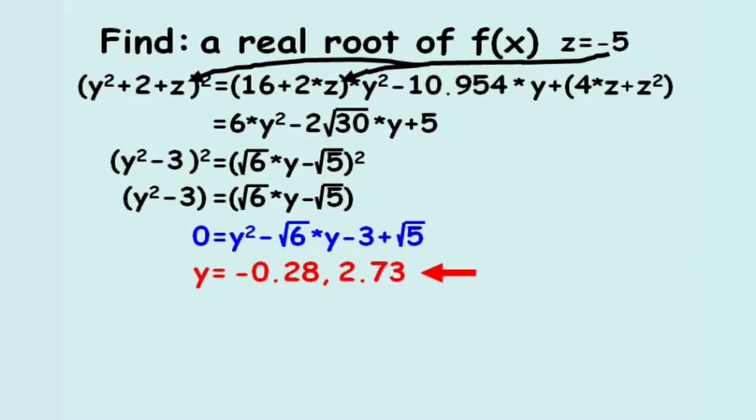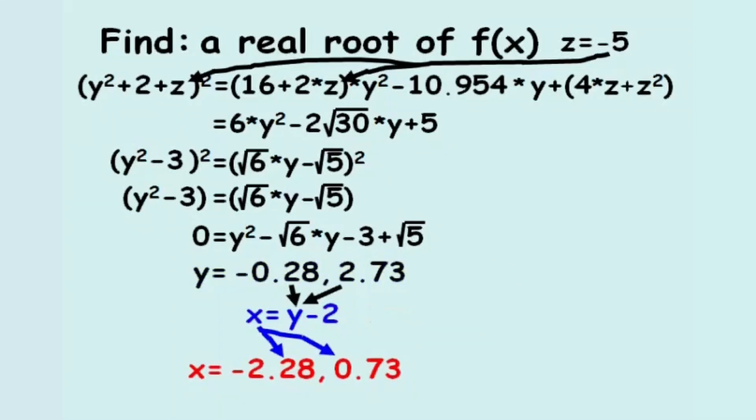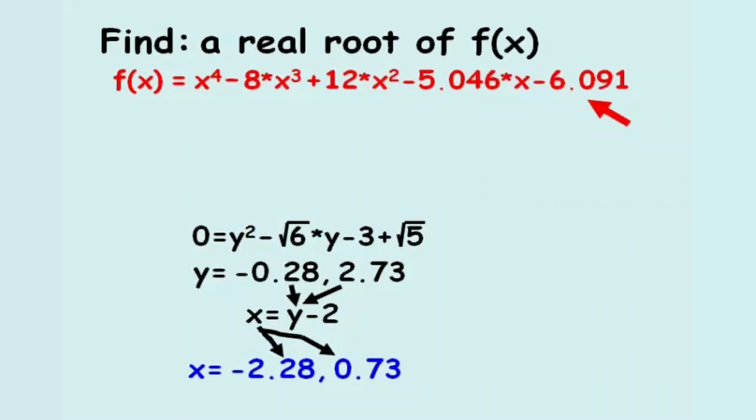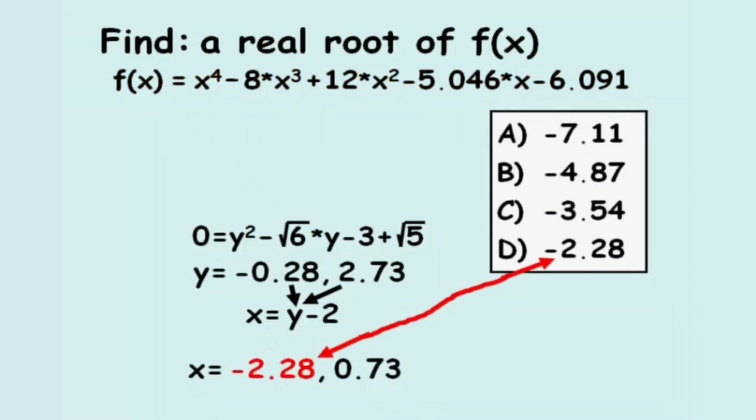Earlier in the problem, we defined x to equal y minus 2. Therefore, two real roots of the function f of x are minus 2.28 and 0.73. Although there may be two other real roots to the equation f of x, we'll check the possible solutions from the problem statement, and we notice negative 2.28 is an exact match. And the answer is D.